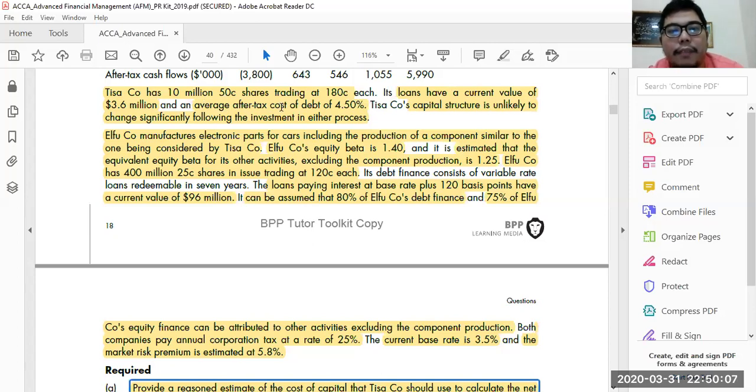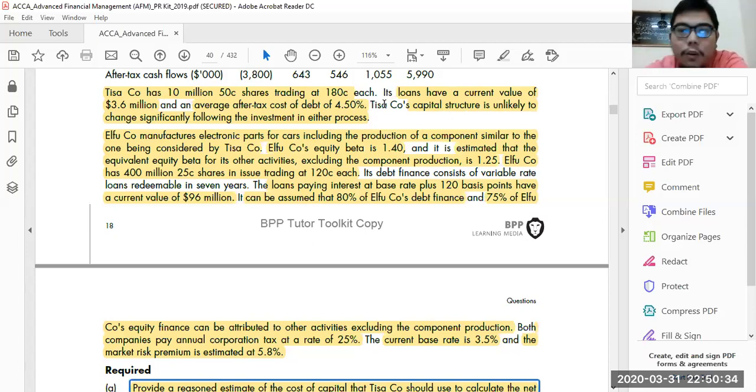And that average after-tax cost of that is 4.5. So meaning that in this case, Kd(1 - tax) is 4.5. TISACO's capital structure is unlikely to change significantly following the investment in either process. So meaning that our current capital structure will not change. So financial risk is still the same, because you do not change your capital structure.